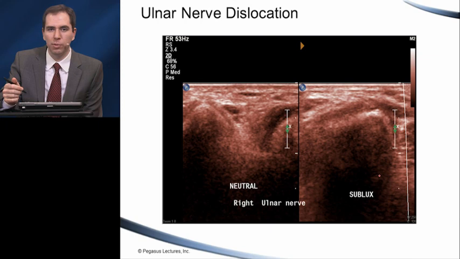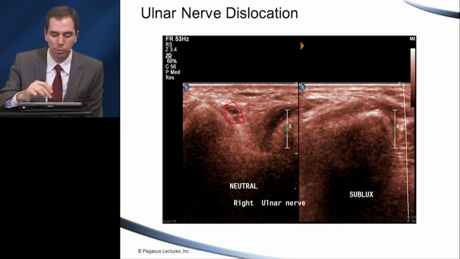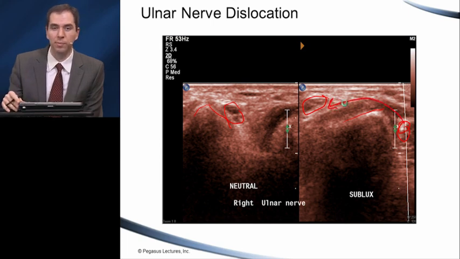This is an example of an ulnar nerve dislocation. So in the neutral position, we have the ulnar nerve posterior to the medial epicondyle. With terminal elbow flexion, we see the ulnar nerve far anterior to the medial epicondyle. It should have been in the posterior location, so it's moved out of position anteriorly.